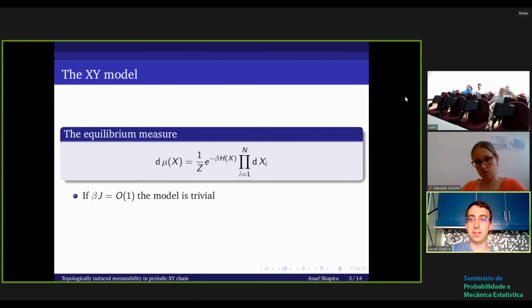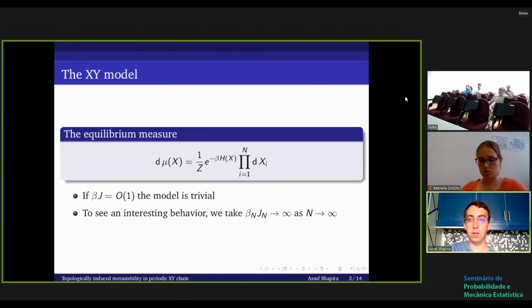This is a general effect in statistical physics that one-dimensional models are trivial. By trivial, I mean that if we take a very large system and look at it from far away, it would behave essentially the same as if all spins were independent. So nothing interesting happens. In order to overcome this issue, since we want to work in one dimension, we'll take beta and J to infinity. So our beta and our J have to depend on n, and they would go to infinity as n goes to infinity. And this way we can hope to see some non-trivial behavior.